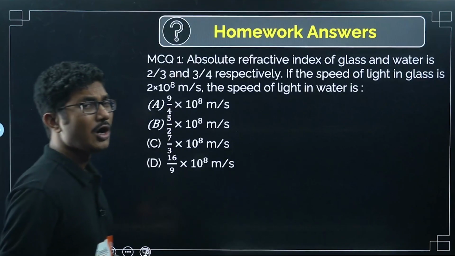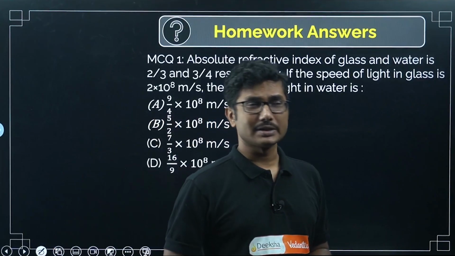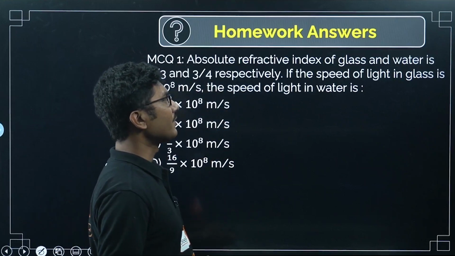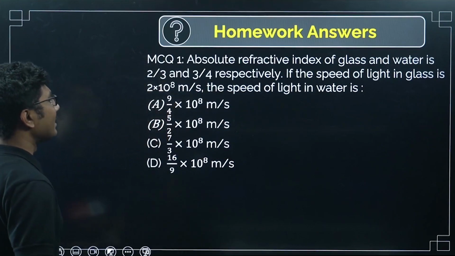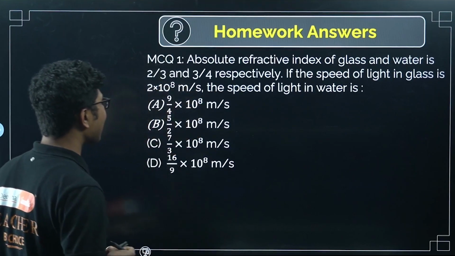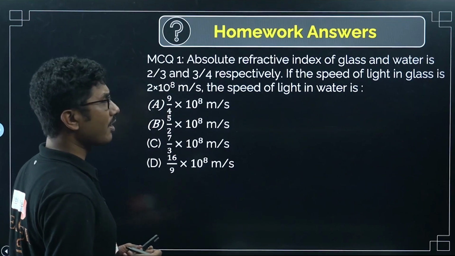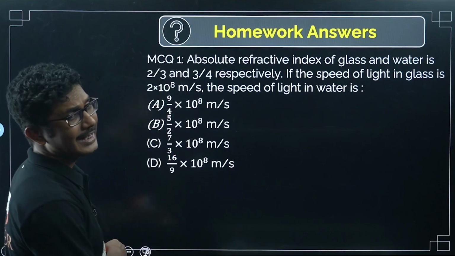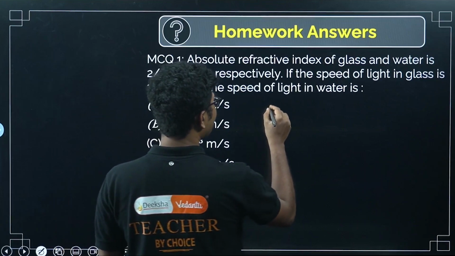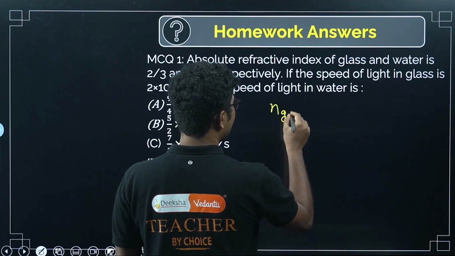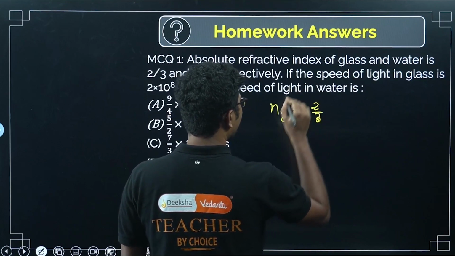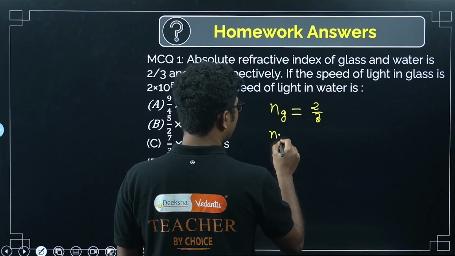Now let's look into the homework question from my previous class. So what was the homework question? The absolute refractive indices of glass and water are 2/3 and 3/4 respectively. If the speed of light in glass is 2 times 10 to the power of 8 meter per second, the speed of light in water is? So what have they given? They have given the refractive index of glass, 2/3.